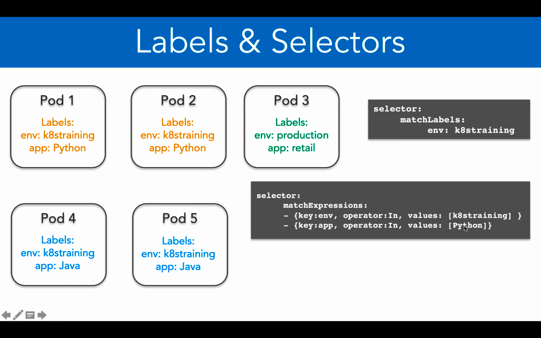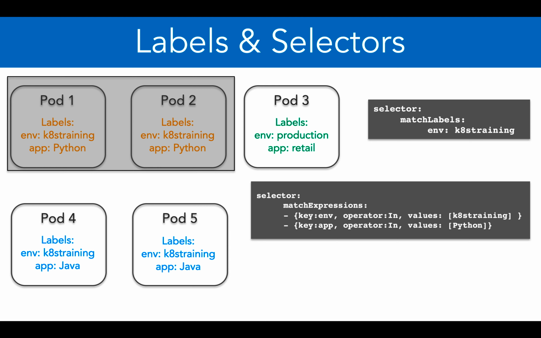Here also I have used only one value, but typically this is an in OR condition wherein app can be equal to Python or something else. I have not mentioned something else here. But these two conditions are AND conditions combined together. So now if you see, the first condition would select all the 4 pods, pod 1, 2, 4 and 5. But the second condition, where app should be in Python, is only for these 2 pods. So this one would select only pod 1 and pod 2.